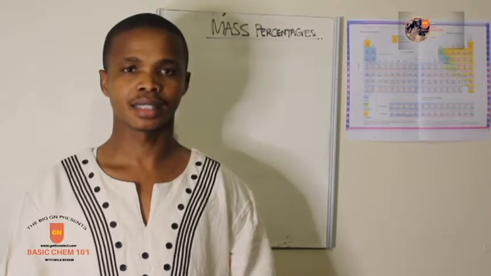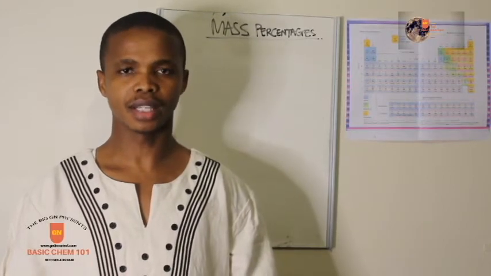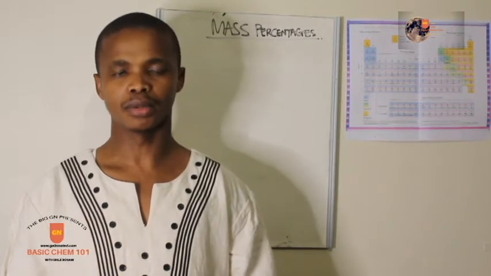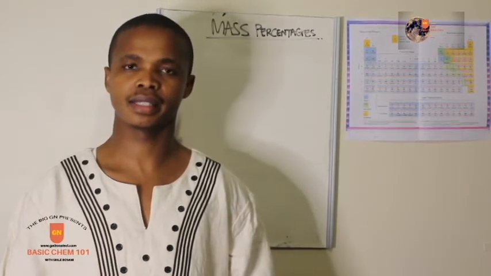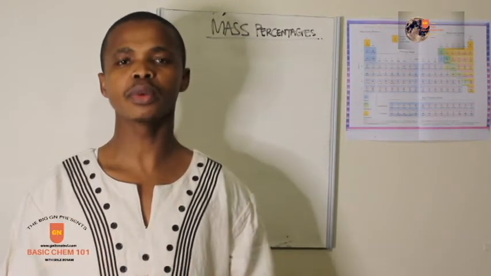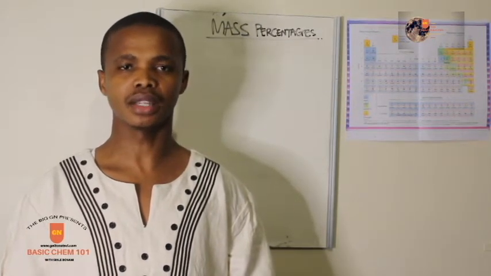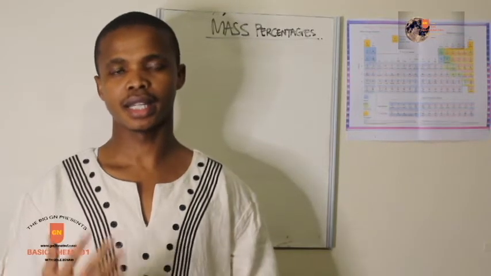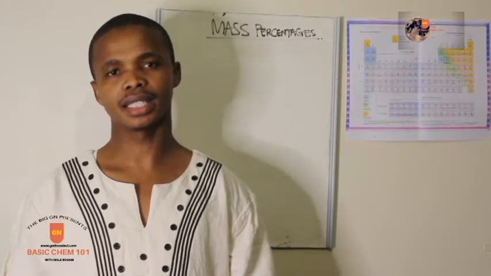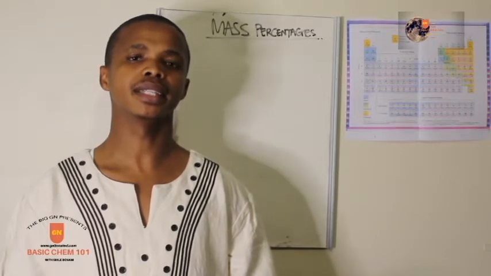All right, now that that is out of the way, as a chemist or a chemical analyst, as you stumble upon a compound, what you're going to want to know is the chemical formula of it. One way of knowing the formula of such a compound would be the use of mass percentages. Mass percentages will be part of your quantitative analysis.